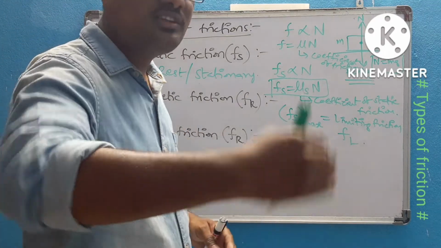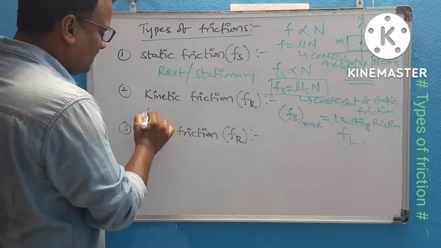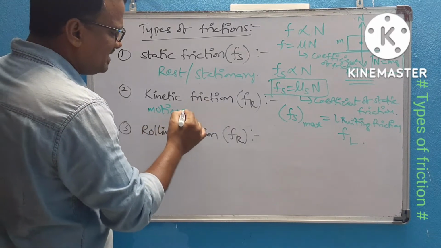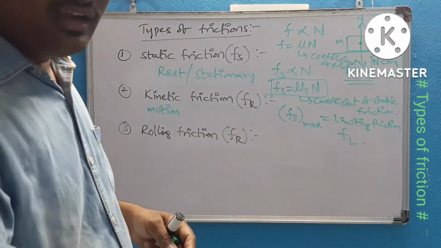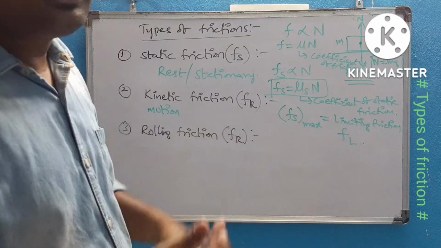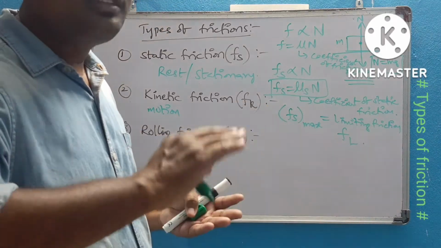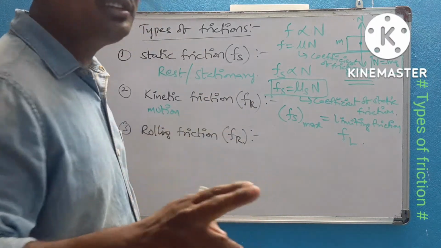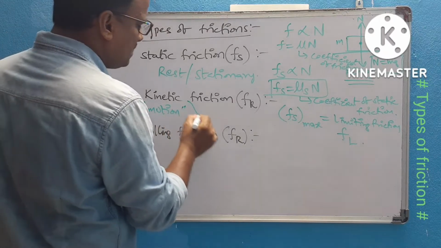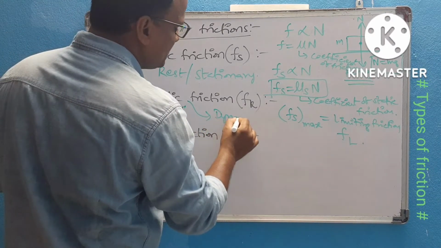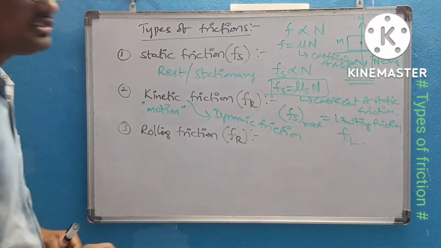Now once the body comes into motion, whenever the body is in motion, then kinetic friction will be developed between the body and the lower surface. If any body is in motion with some velocity, kinetic friction will be developed. Kinetic friction is also called the dynamic friction.